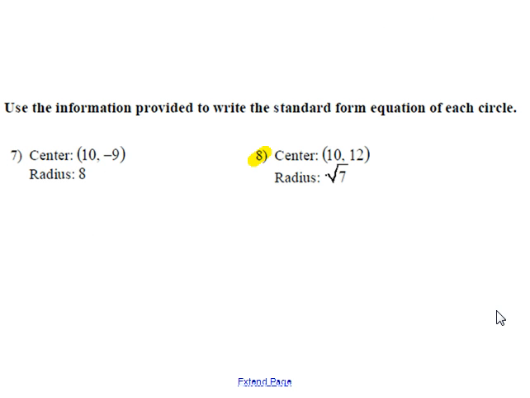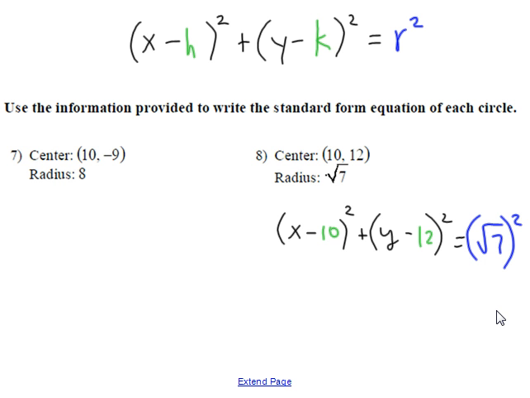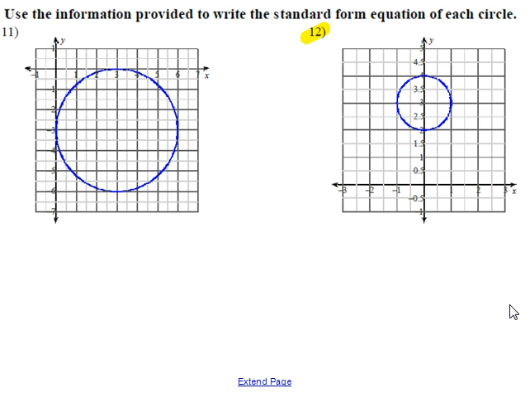Question 8. It tells you where the center is, and it tells you how long the radius is. Well, remember, there's your standard form of the equation. So plug in the center, 10, 12. The radius is the square root of 7. So r squared is the square root of 7 squared. Don't leave this as your answer, because the square root of 7 squared obviously can be simplified. And I hope you can figure out what the final version based on this is of the equation for number 8. I'm going to move on to number 12 here.